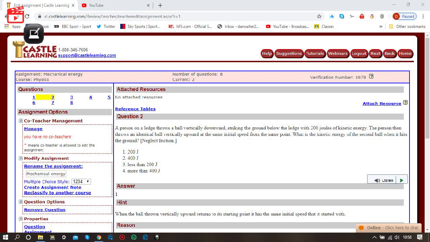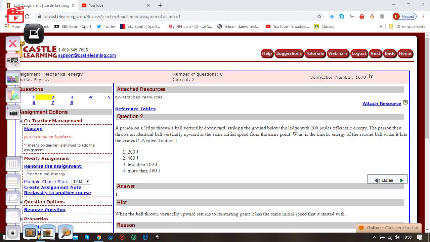The person then throws an identical ball vertically upward at the same initial speed from the same point. So what we're being told here is that the kinetic energy of the object when we throw it upwards is also 200 joules, right? Because kinetic energy equals half mass times velocity squared. So if the object's the same and it's thrown with the same velocity, then it also has 200 joules of energy. So what is the kinetic energy of the second ball when it hits the ground?